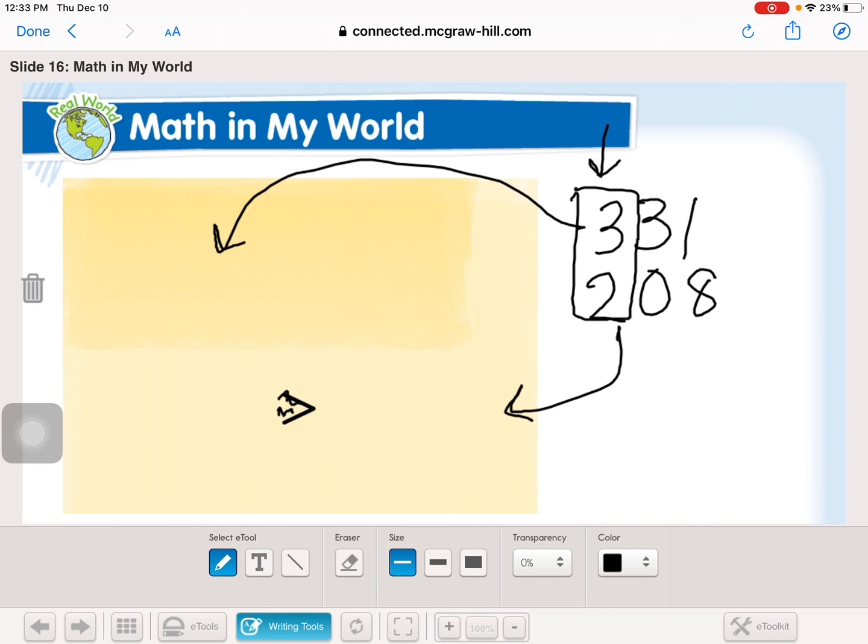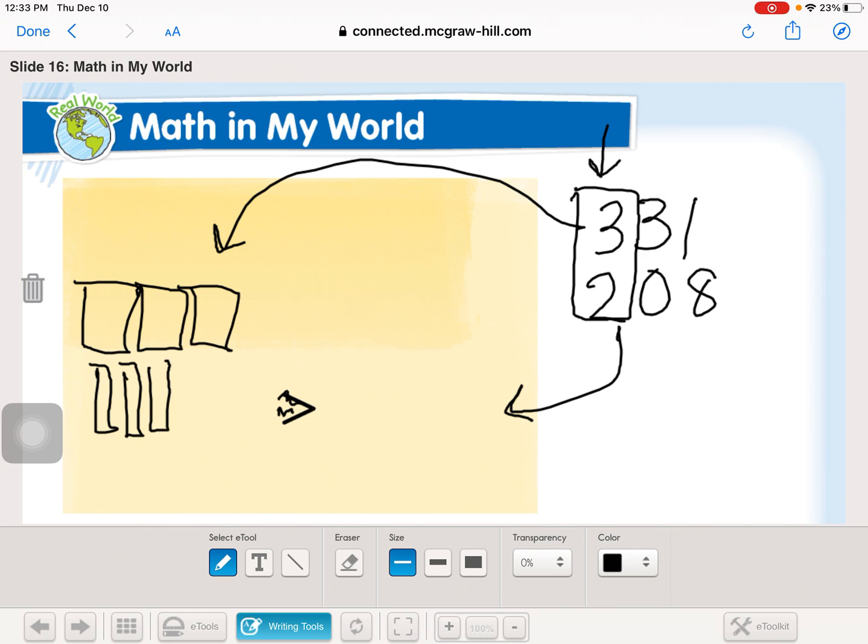So if you'd like to, you can either put out your place value blocks or you can draw them. I'm going to draw them just because I think they'll fit better on my screen. So 331 and 208.